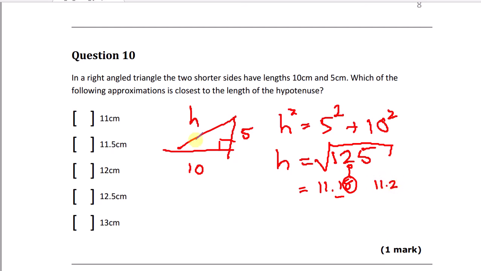Which is that closer to? Is it closer to 11 or 11.5? Well, it's 0.3 here and 0.2 there. So it's 11.